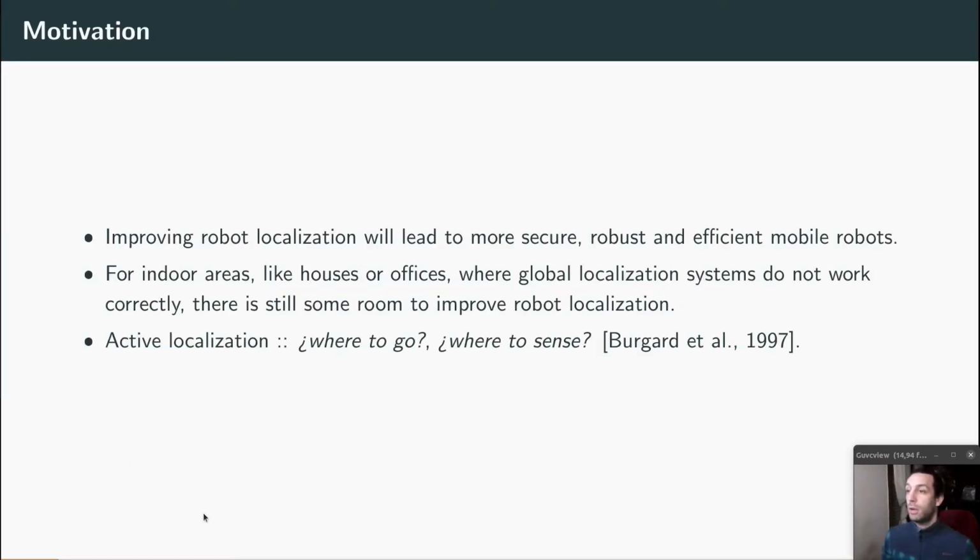Improving localization will lead to more secure, robust, and efficient robots. For indoor areas like hospitals and houses, where global localization systems do not perform correctly, there is still some room to improve with active robot localization. The research question which active localization wants to answer is where to go and where to sense in order to improve the localization.